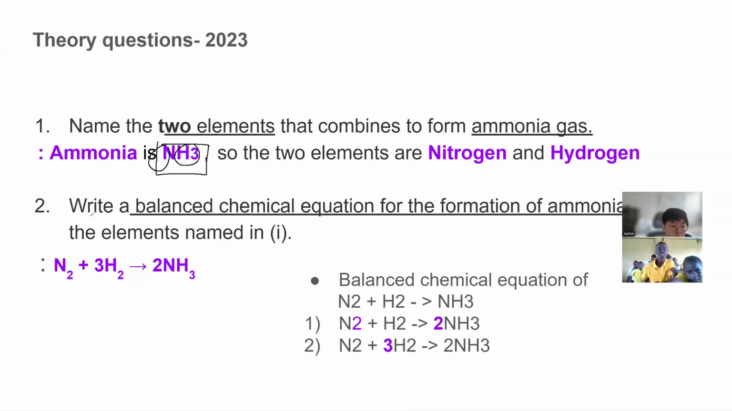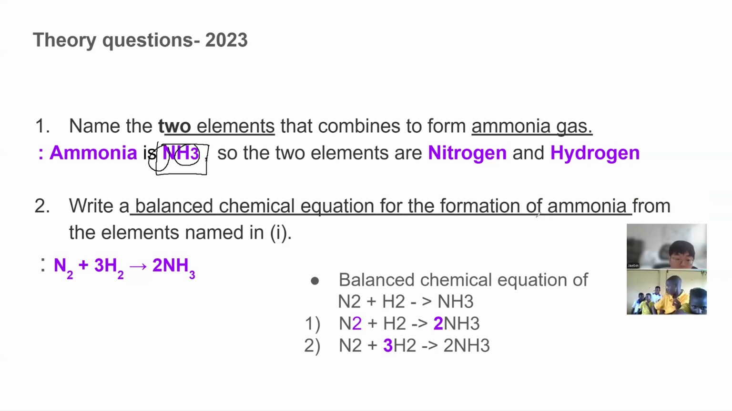Let's look at number two. Write a balanced chemical equation for the formation of ammonia from nitrogen and hydrogen. Okay, so let's start from the beginning. Nitrogen and hydrogen exist as gases. This is something that you just need to know. It exists as gases, so N2 plus H2 forms ammonia, NH3.